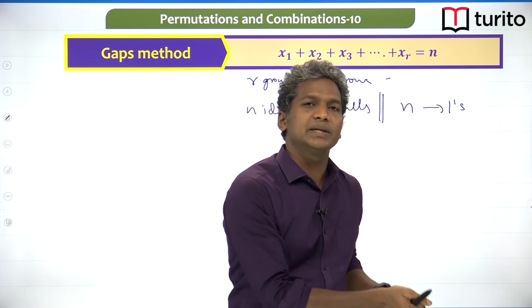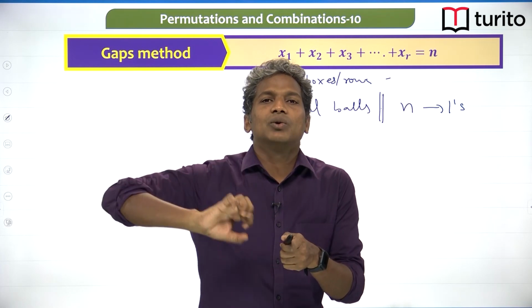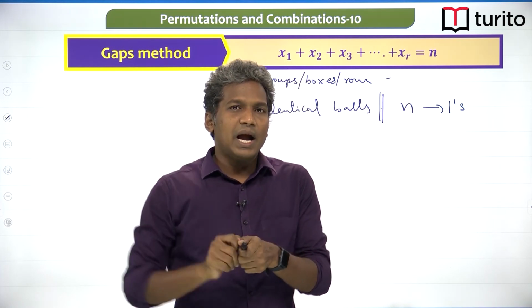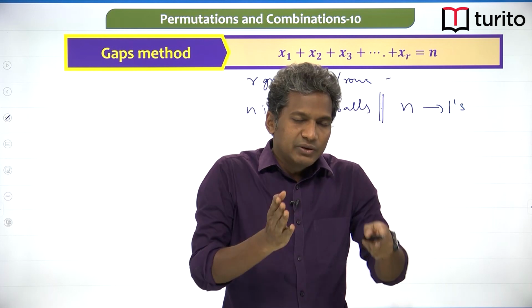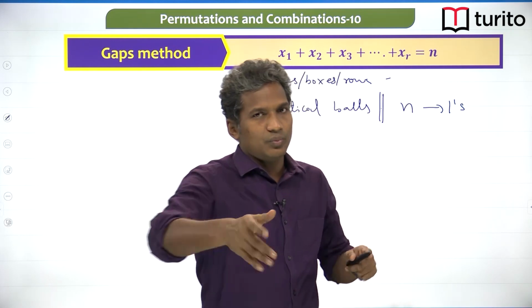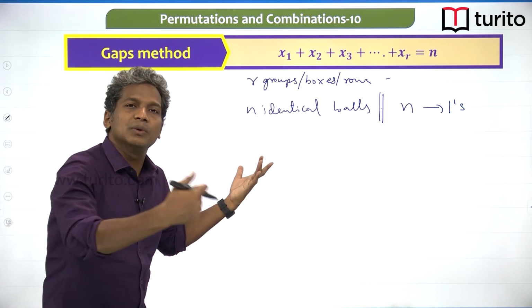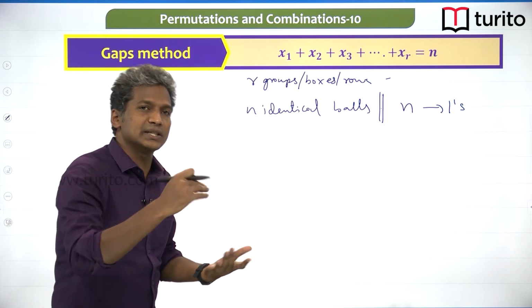So wherever I am placing the stick, however many balls are there before that stick will go to the first group, and whenever I place the next stick between these two sticks, however many balls are there, they will go to the second group, and so on, okay. So that is basically equivalent to placing r minus 1 flags, okay.